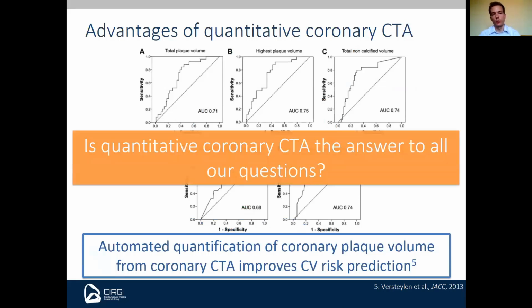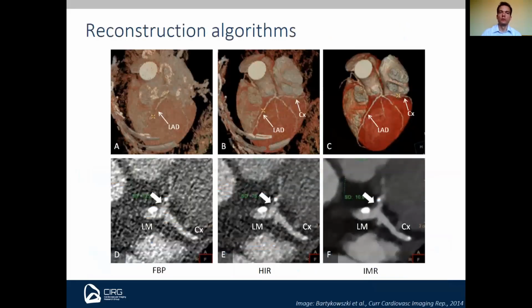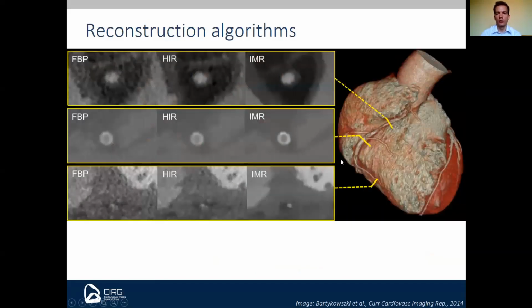However, as it seems, quantitative CTA is a very promising new tool, but still there are a lot of questions to be answered. For example, in the last years, new reconstruction algorithms have come out for all of the major vendors. As you can see here on these images on the left-hand side, filtered back projection images have a lot more noise as compared to iterative model-based reconstruction algorithms. And on a qualitative basis, you can see that the depiction of non-calcified plaque components is superior with these new algorithms, and also depicting stents and very small vessels.